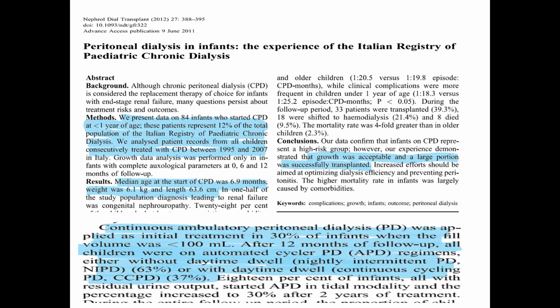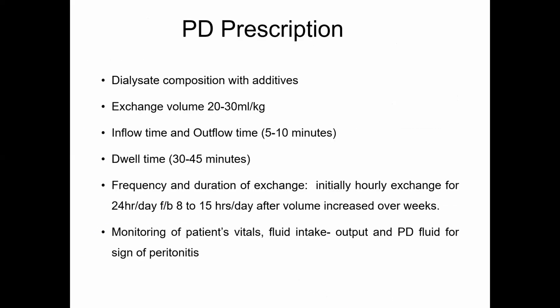Now, what all we have to write before starting PD, which is called the PD prescription. First, we have to write the dialysate composition required along with additives. Then we have to write the exchange volume, which is approximately 20 to 30 ml per kg, but all these parameters need to be changed according to the clinical and biochemical parameters of the neonate. Inflow time and outflow time are generally kept between 5 to 10 minutes. Then dwell time, which is kept between 30 to 45 minutes.